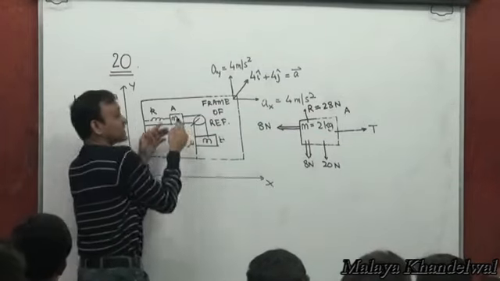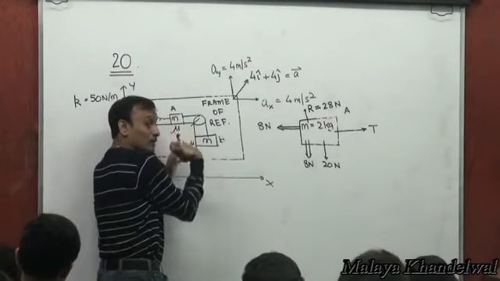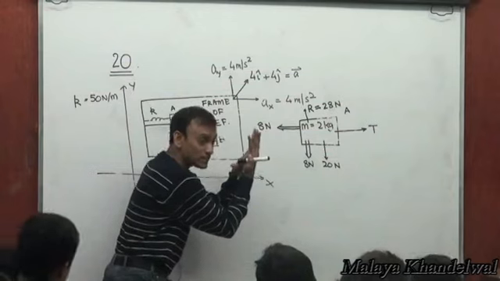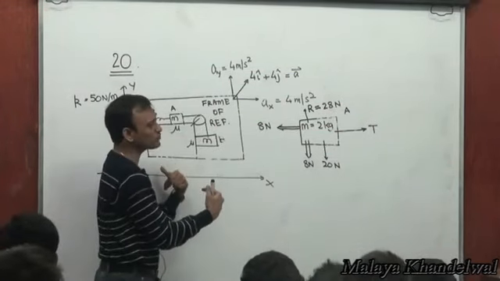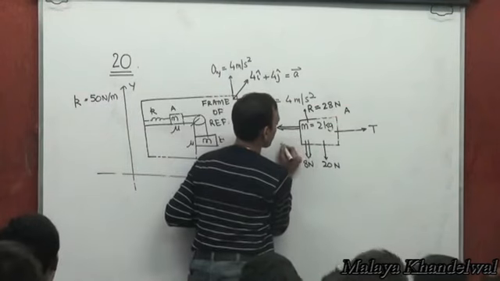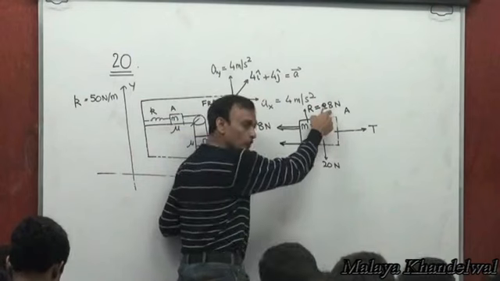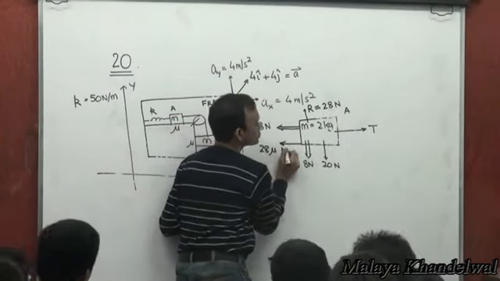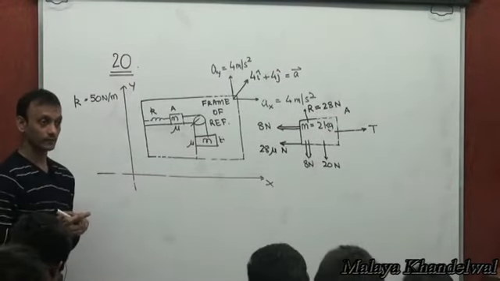Since this has a tendency to slide to the right, frictional force on it would act leftwards, and we are trying to find that value of mu for which frictional force has reached its maximum permissible value. That means mu times R, leftwards, would be the frictional force. That means 28 mu newtons will be the frictional force. Right?